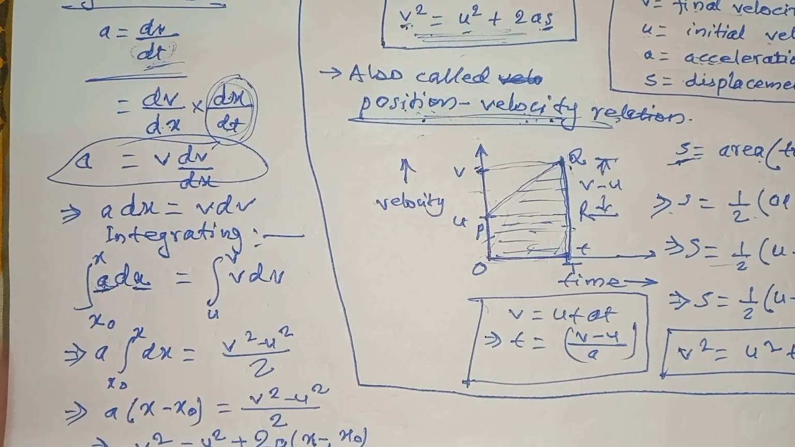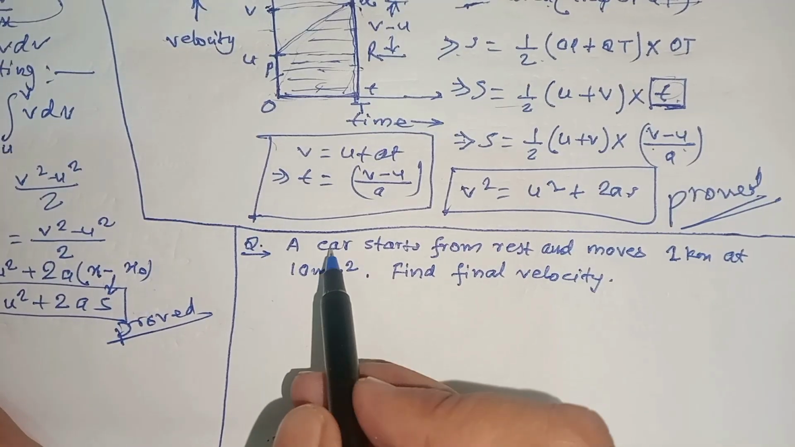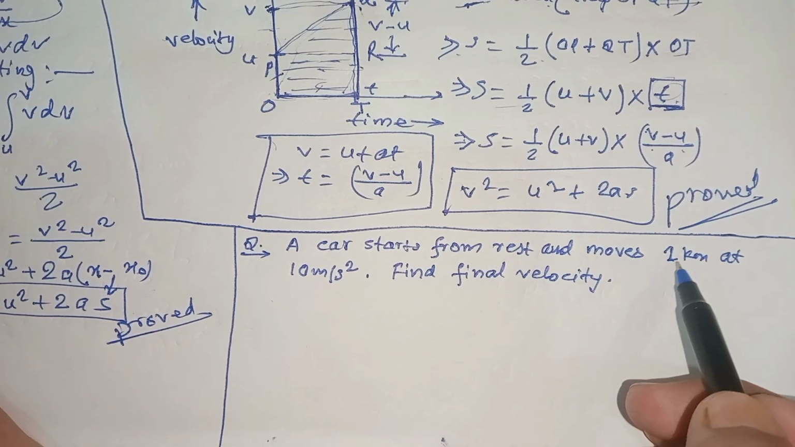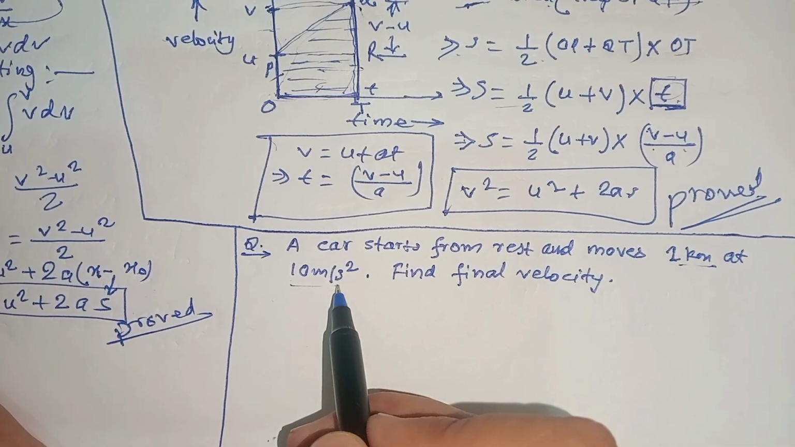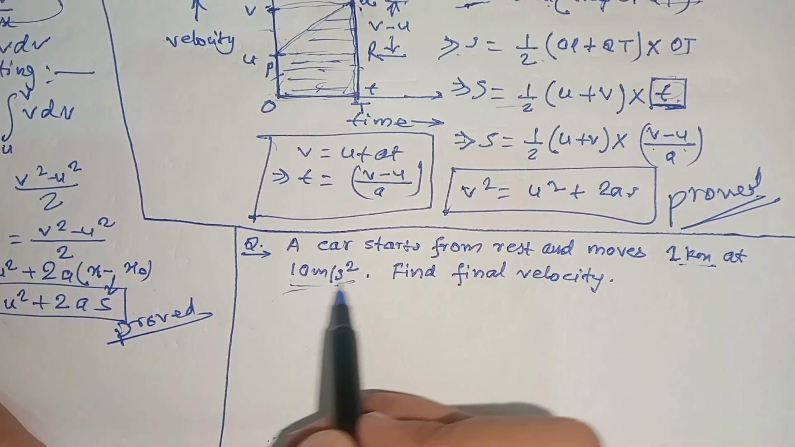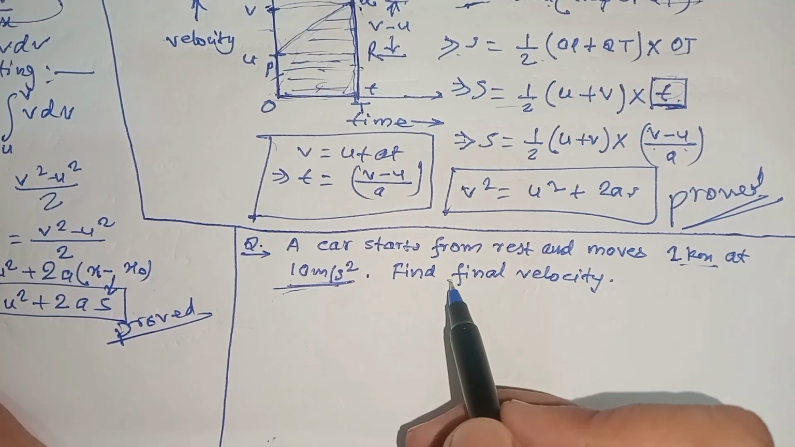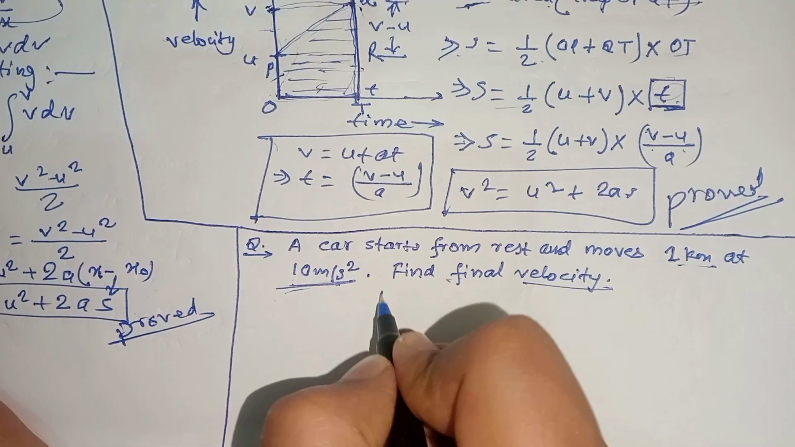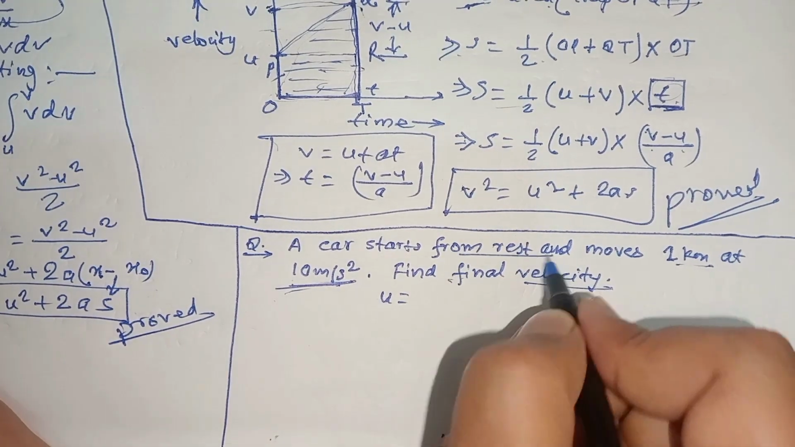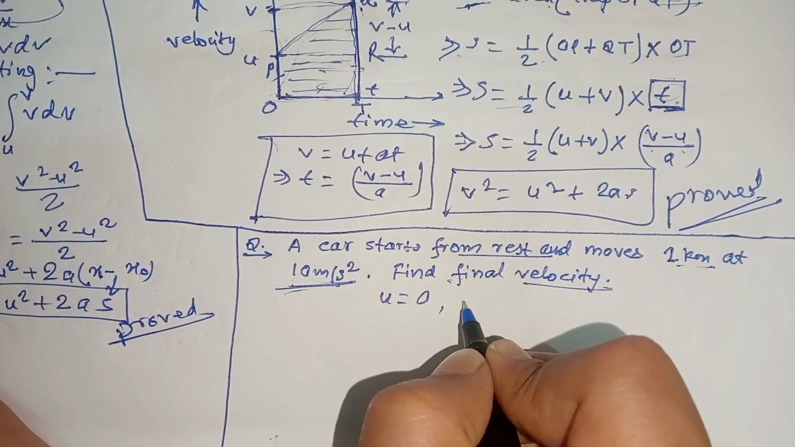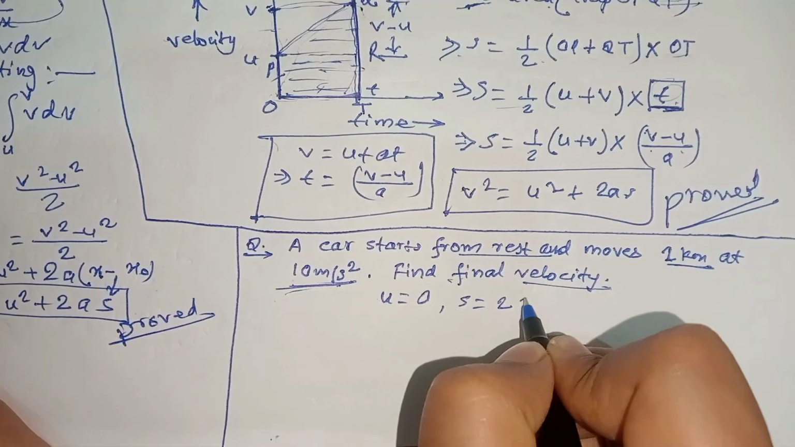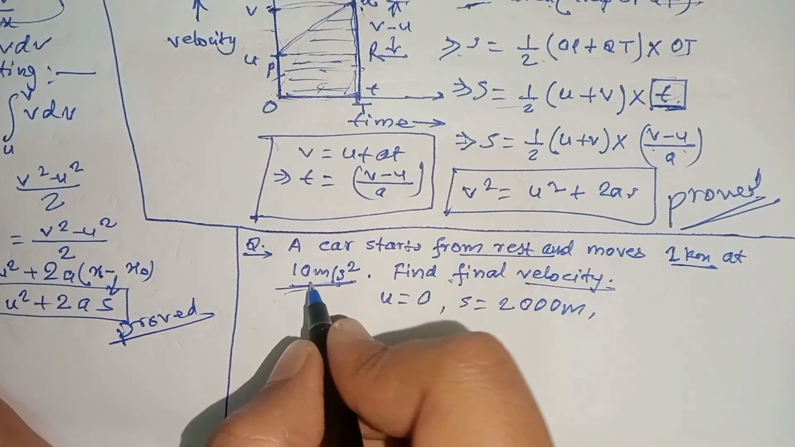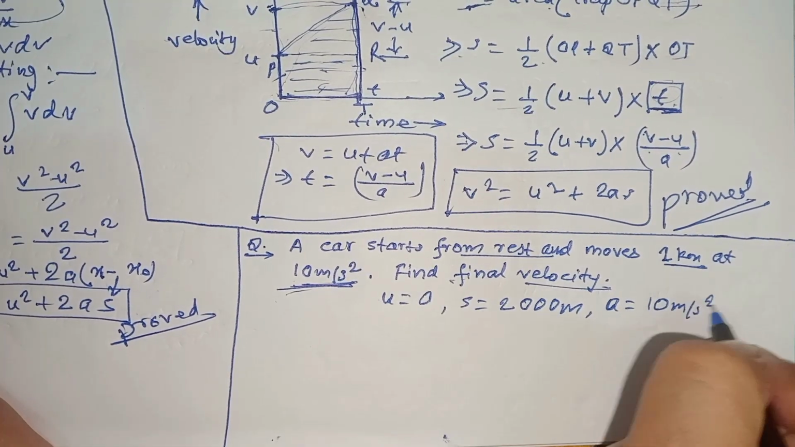Now let's see one example. Here is a question: a car starts from rest and moves 2 kilometers at 10 meters per second square. This 10 meters per second square is the acceleration. Find the final velocity. What is given here? Since it starts from rest, the initial velocity u is 0, s is 2 kilometers, meaning 2000 meters, and acceleration is 10.